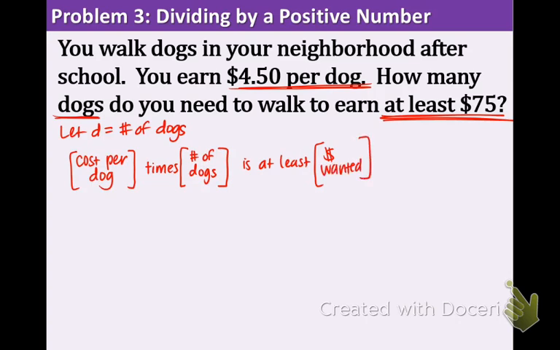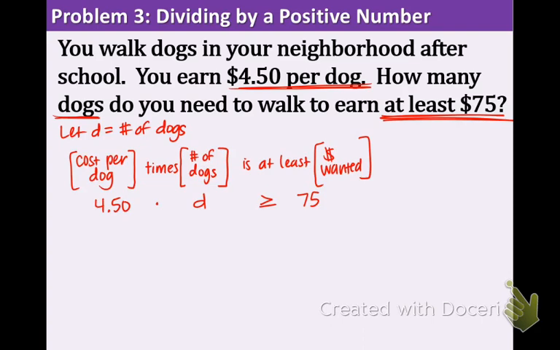Now let's fill in the givens. We know that the cost per dog is $4.50. Times means multiplication. D is the number of dogs. Is at least is greater than or equal to. Because is at least means you want to have at least this amount or more than that amount. And 75 is the dollar amount. So the least amount of money that you want is 75. You don't want to go below that. So that's what that means.